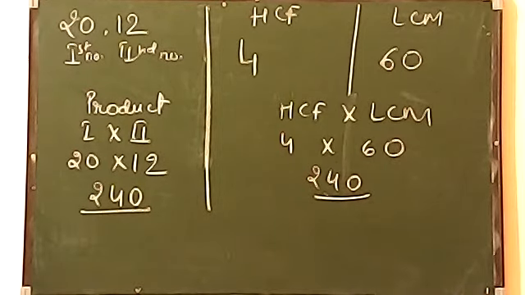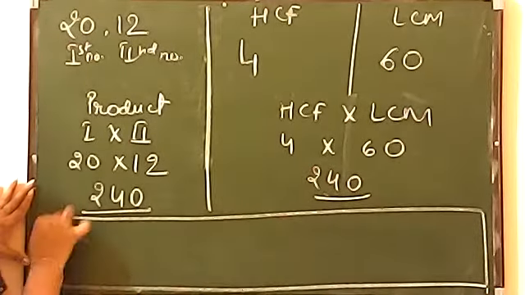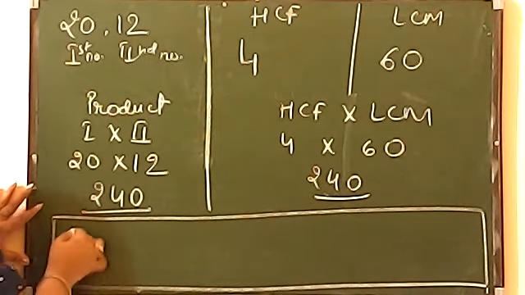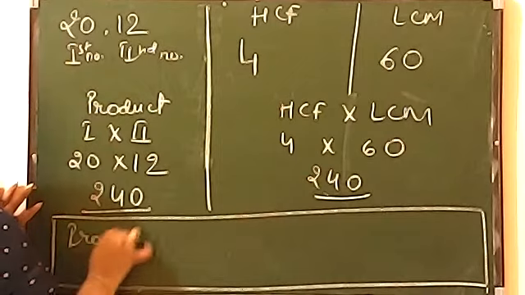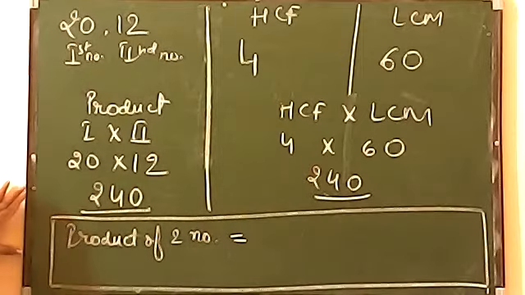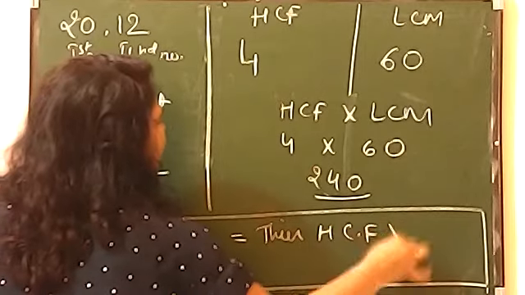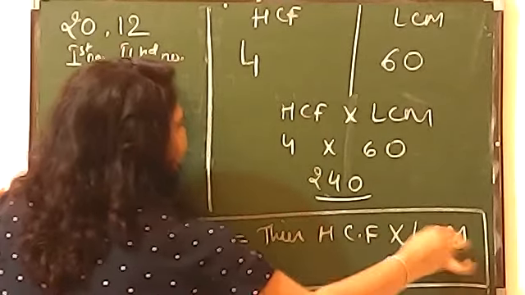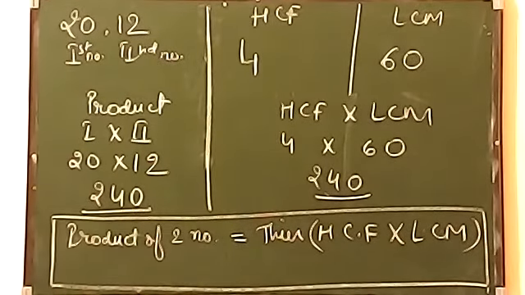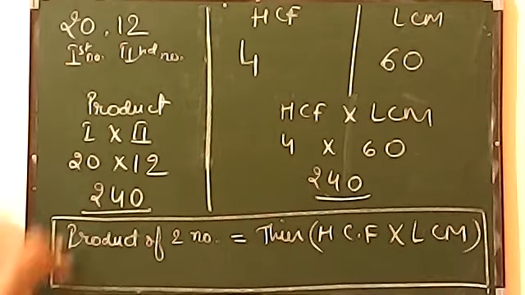It means the property says, all of you write it down in your fair copy in a highlighted way. You can use sketch color also. Remember, product of two numbers will always be equal to their SCF into LCM. It means if you have two numbers, their product will always be equal to their SCF into their LCM. This is the very important property.